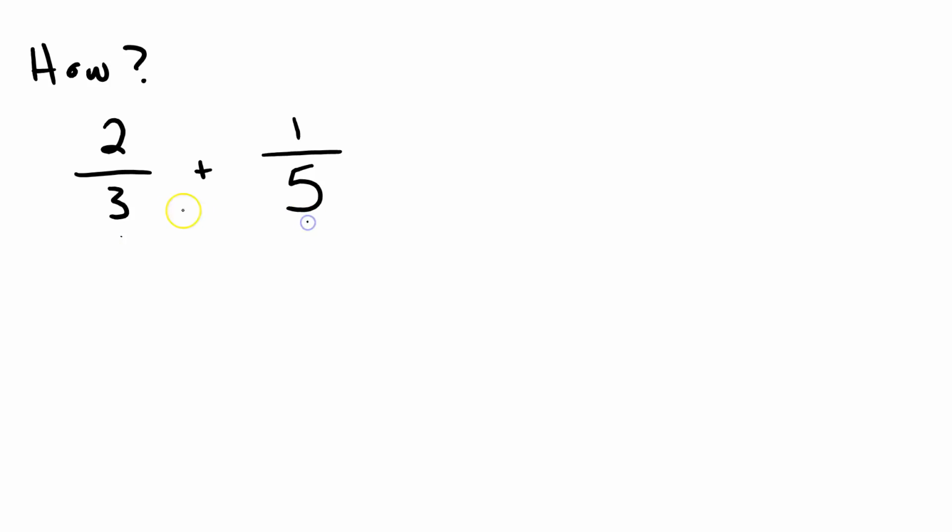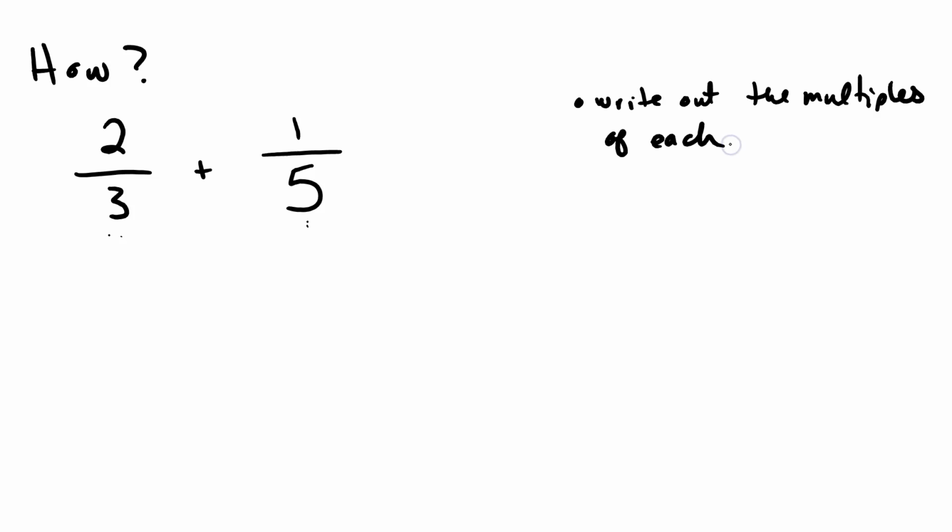And now what about the how? Well, if I were to say 2/3 plus 1/5, I need to find the lowest common multiple between 3 and 5. So step number 1, I'm just going to write out the multiples of each. I'm going to do this in another color because it's kind of my side work.